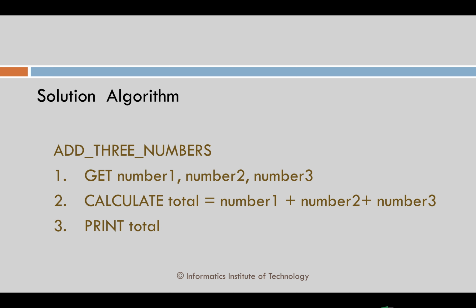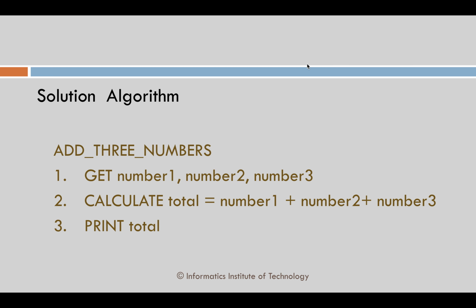Next we have calculate total equals. It is crystal clear and straightforward what we have to do to get the total: number 1 plus number 2 plus number 3. So we add these 3 numbers, get the total and print the total. So it has input, process and output. The input is getting the numbers. As for the process, what will happen to those numbers? We are calculating the total, number 1 plus number 2 plus number 3, and next we print the total.